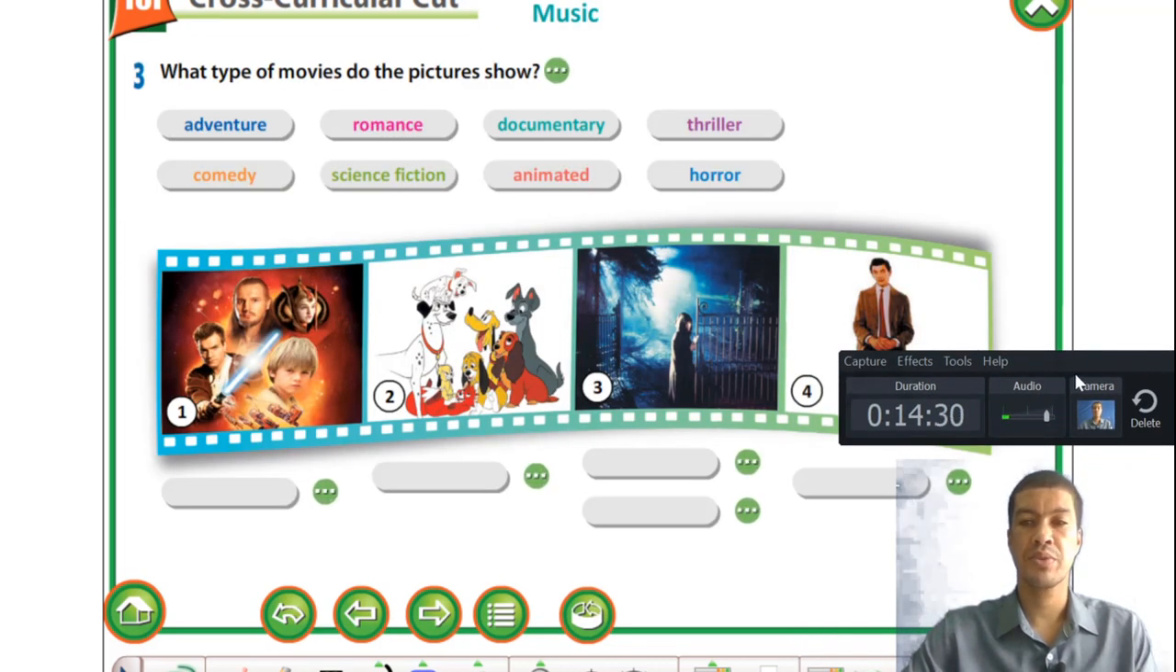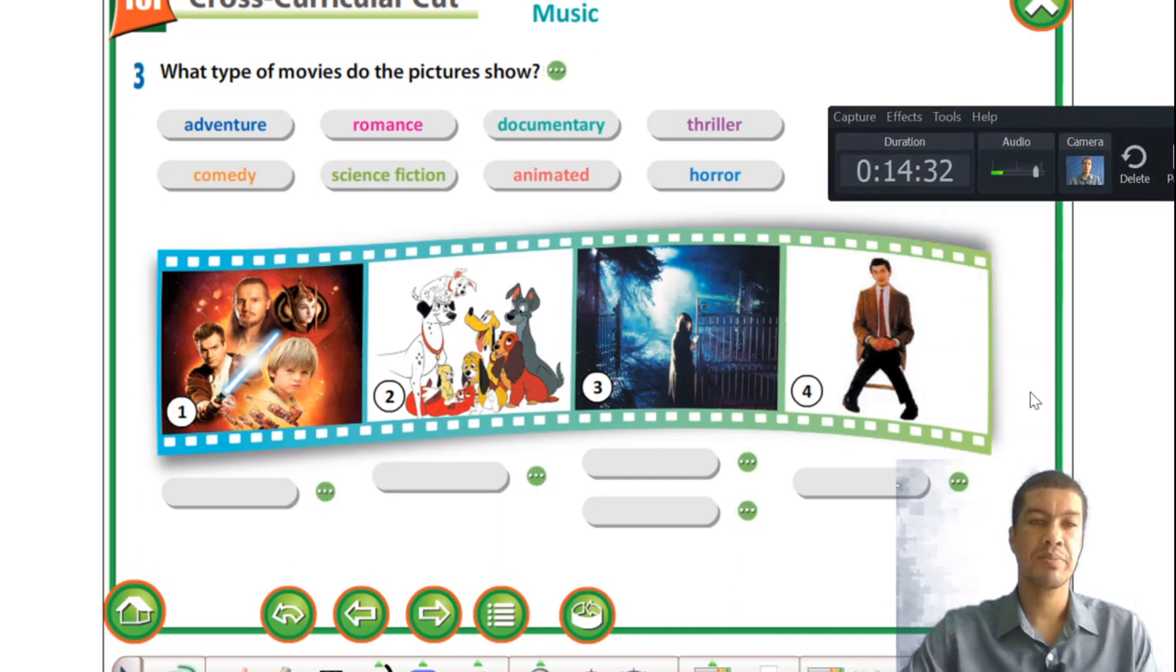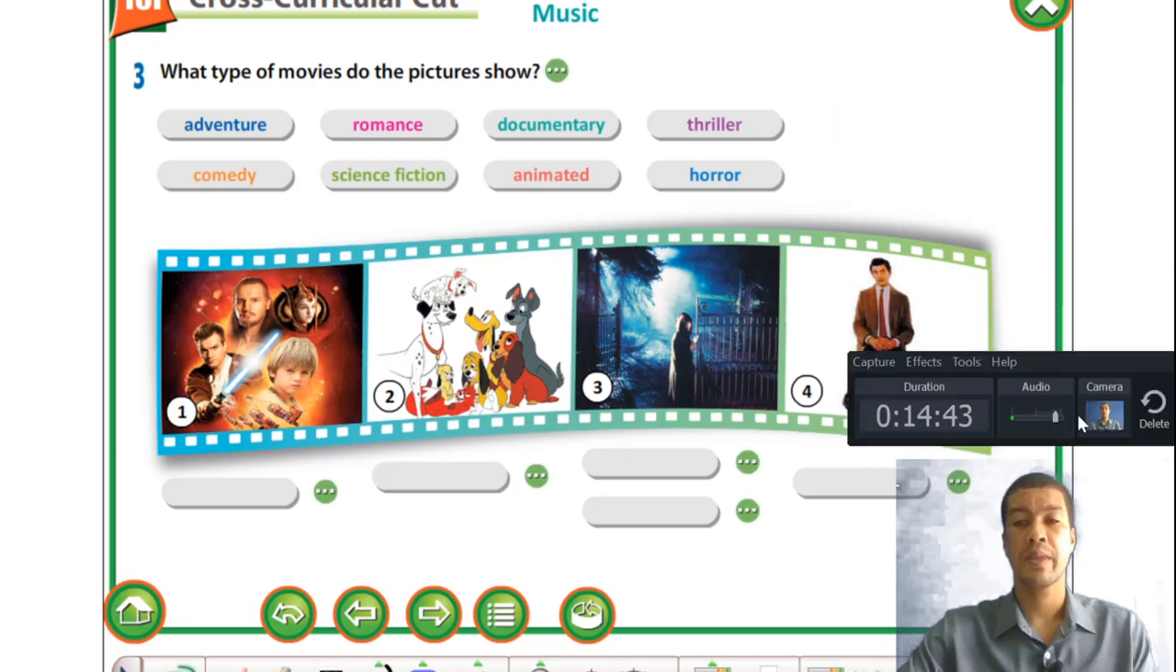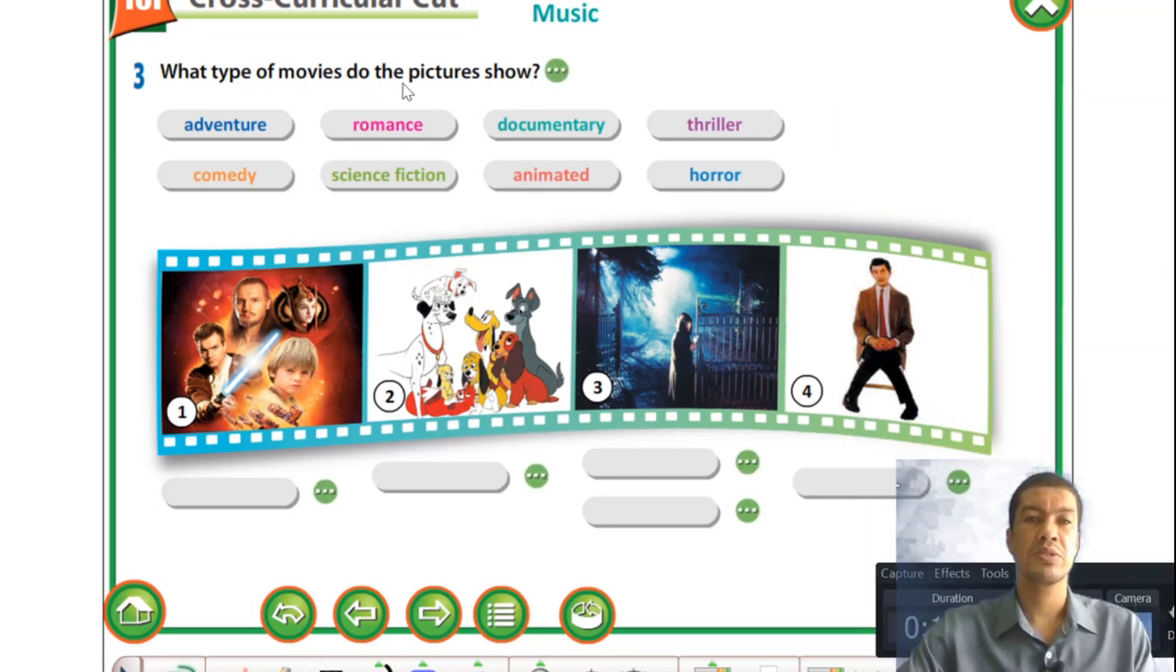Right, moving forward. Here we have three pictures. One of Star Wars, 101 Dalmatians, an eerie scene that looks like a horror scene, and the famous Mr. Bean. Alright, so what type of movies do the pictures show? We have to fill in all the blanks.